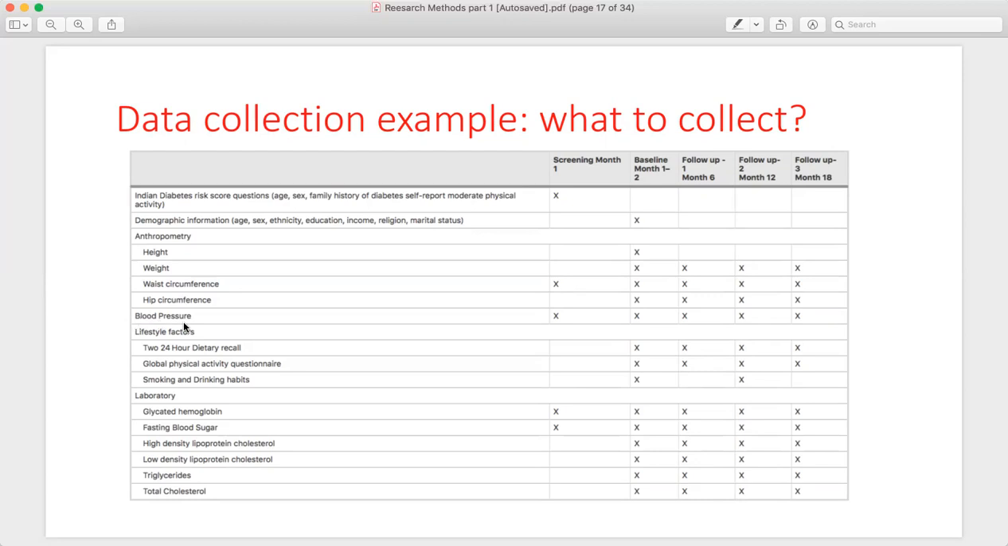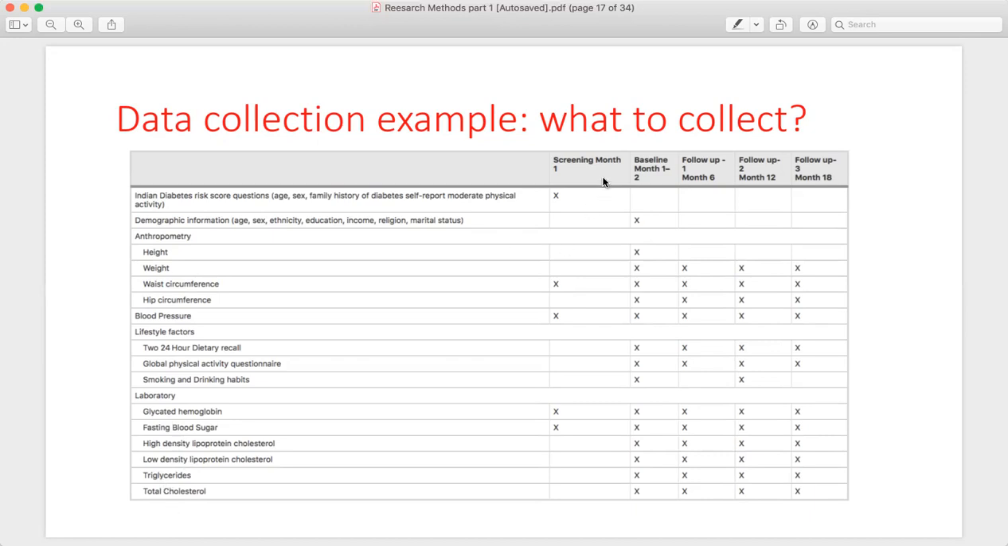We measured blood pressure, and we collected information on lifestyle factors, and here we said 24-hour dietary recall for the diet, and the Global Physical Activity Questionnaire. It's a validated tool to measure physical activity, along with smoking and drinking habits. And then we also drew blood samples and did these many tests: HbA1c, which was our primary outcome or dependent variable, fasting blood sugar, HDL, LDL, triglycerides, and total cholesterol.